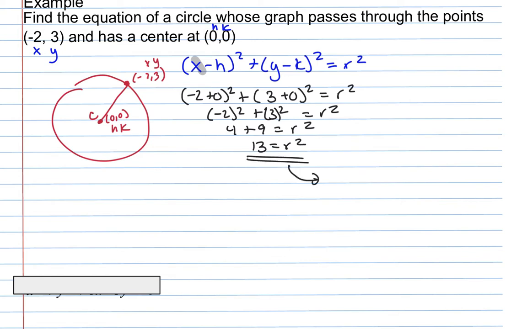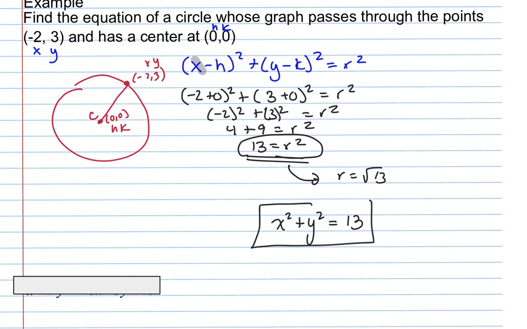It's good to know that r is the square root of 13, but what we need is r squared because we're trying to write the equation of a circle. So we know the equation of a circle is x squared plus y squared is equal to our r squared, which is 13. So this is the equation of this circle that has a center of 0, 0 and passes through the point -2, 3.